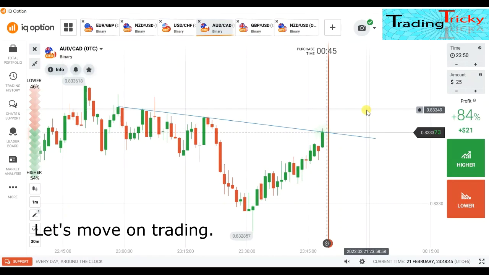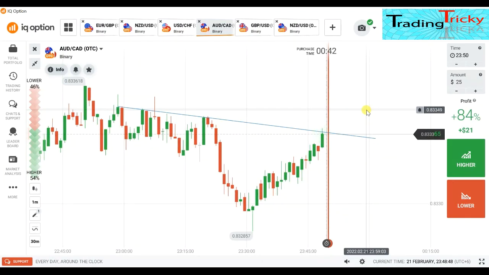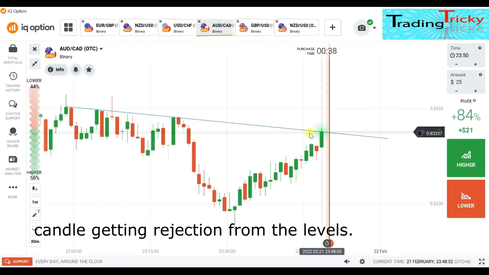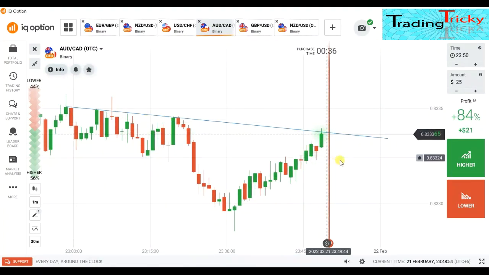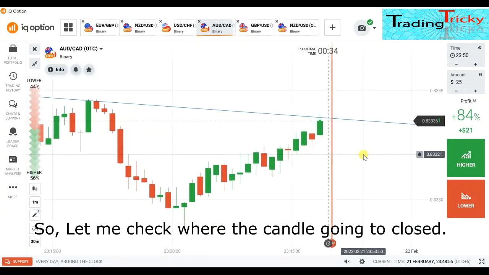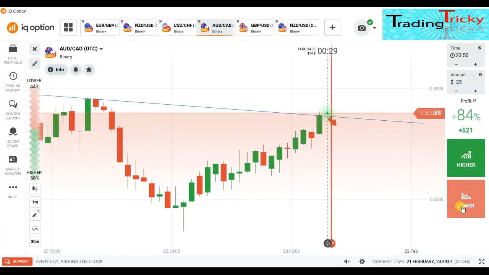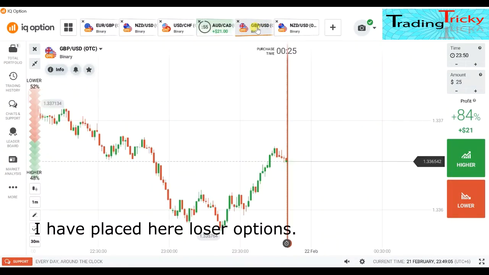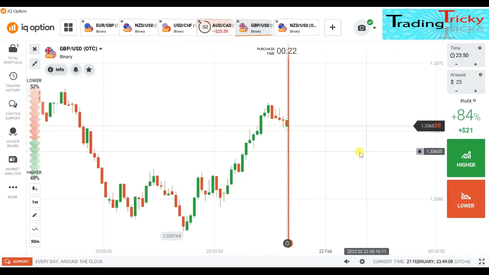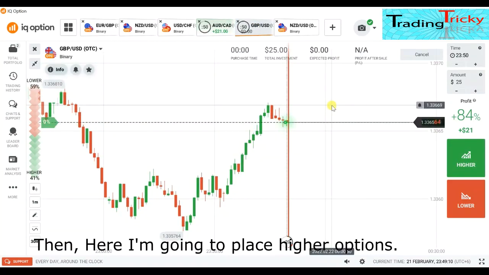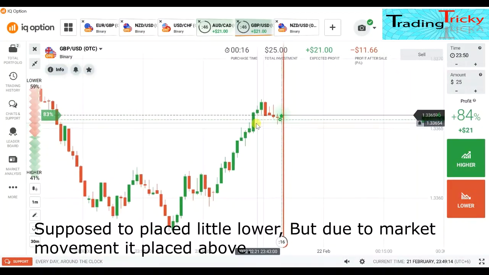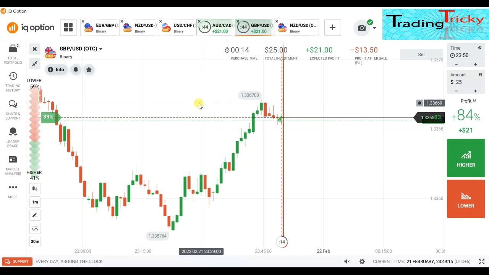Let's move on to trading. So as you can see, the candle is getting rejection from this level. So let me check how the candle is going to close. Then yes, I have placed a lower option here. Okay, then here I'm going to place a higher option, I was supposed to place it a little lower. Okay, those two trades are running.